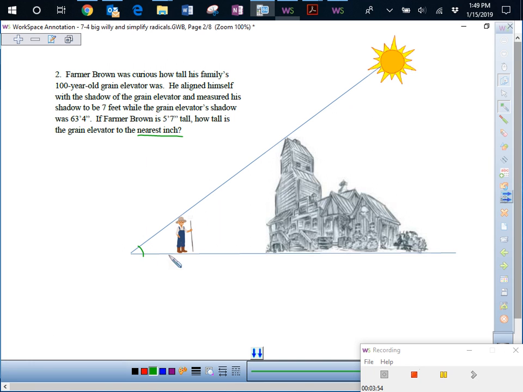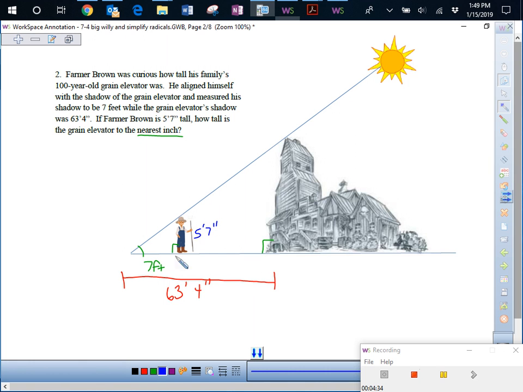First, show me that you know that these triangles are similar by putting these markings in there. You've got this shared angle between these two triangles, and you've got the perpendicular fact of this is like where the ground is. Okay, so we're assuming things. It says that his shadow, so we're talking about Farmer Brown's shadow, is 7 feet. And the grain elevator shadow is 63 feet 4 inches. So we'll put all of that in this big honker, so 63 feet 4 inches, and oh no, we've got a problem of feet and inches, and Farmer Brown is 5 foot 7 inches tall.